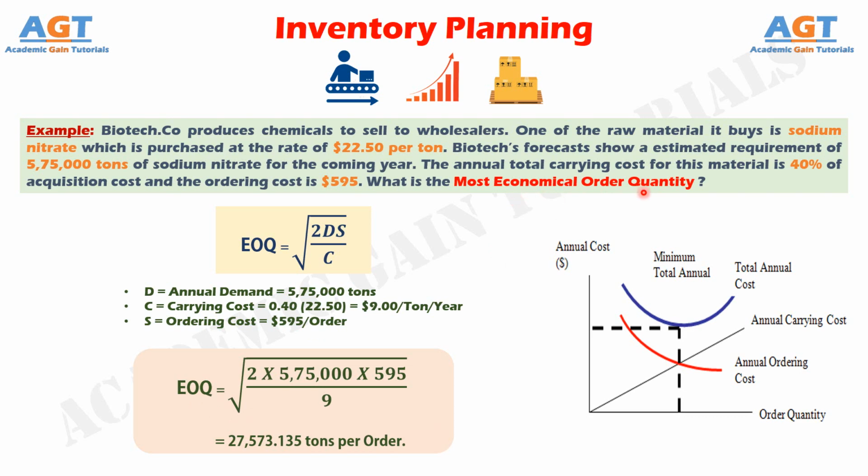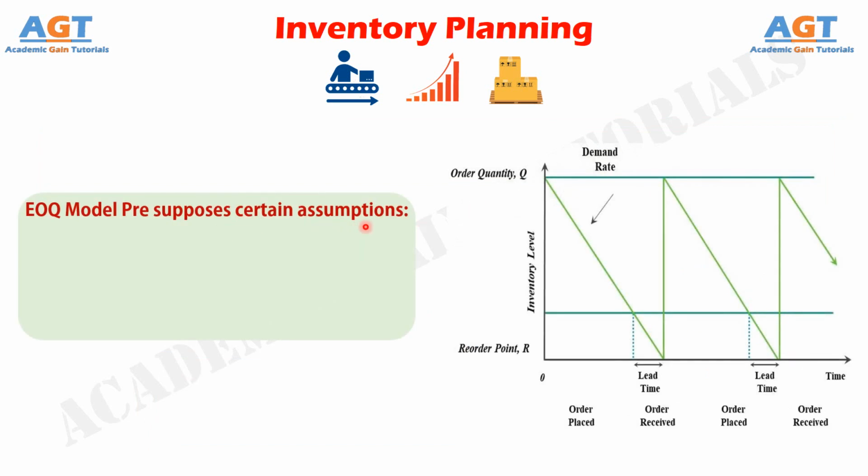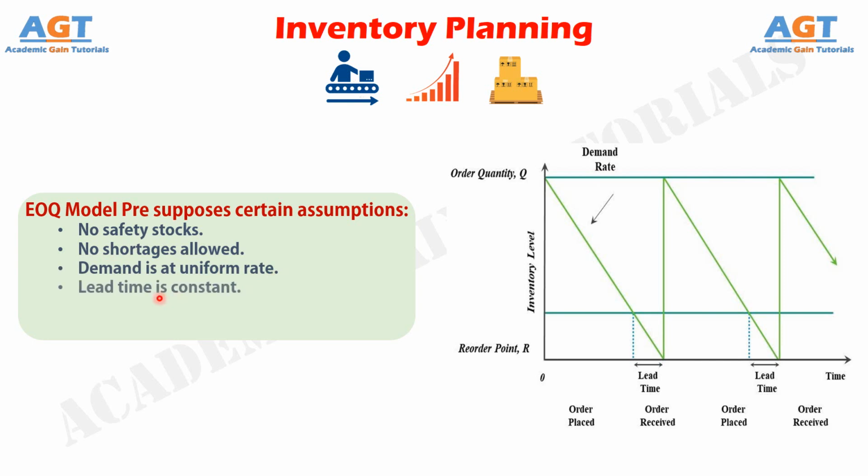Now, this model of economic order quantity presupposes certain assumptions. It assumes that there is no safety stock available in inventory. It assumes that no shortages are allowed in order delivery. The demand is at a uniform rate and does not fluctuate. The lead time for order delivery is constant. It assumes that one order is equal to one delivery where no shortages are allowed. This model does not take into account other costs of inventory such as stockout cost, acquisition cost, etc.